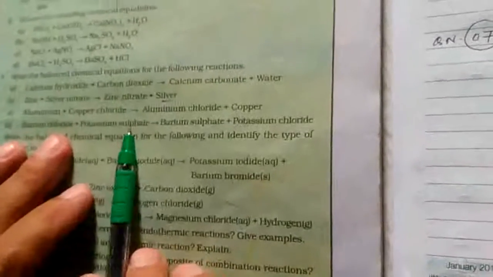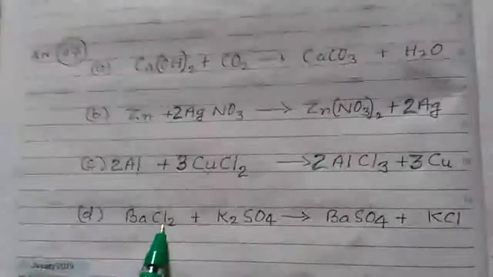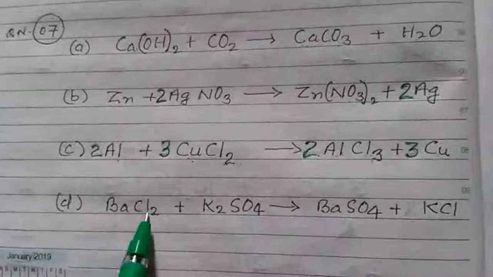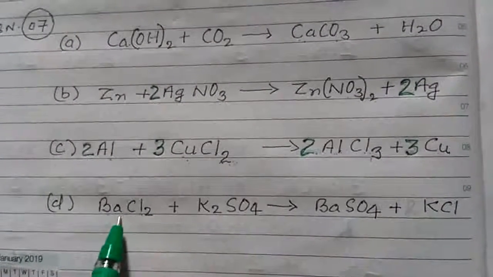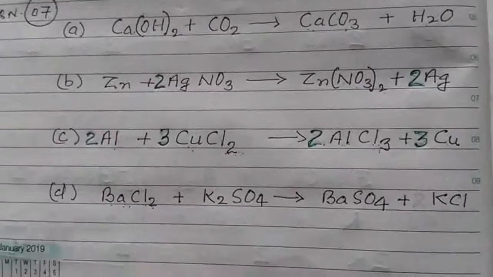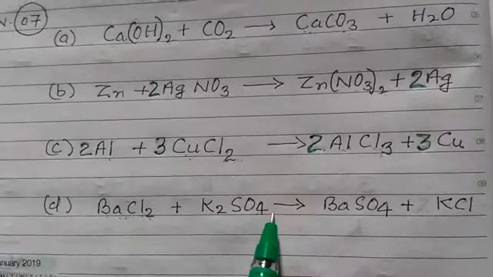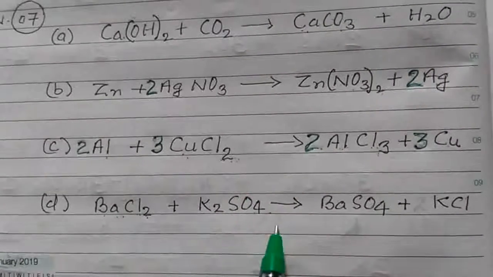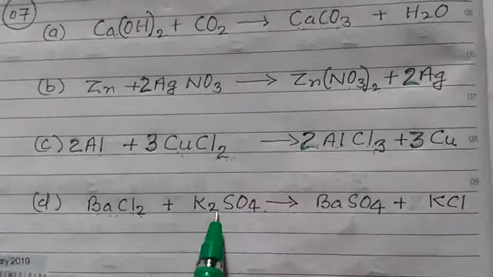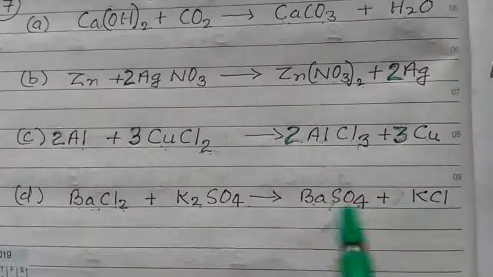Question number D. Barium chloride, potassium sulfate, barium sulfate, potassium chloride. Barium chloride: barium is bivalent, chlorine is monovalent. So 1 is not written here, 2 is written. Potassium sulfate: again sulfate has 2 valency, potassium has 1. 1 is not written here and 2 is observed. Okay. Barium, both are 2 and 2, cancel. So we write barium sulfate, and KCl, 1 and 1 cancel.